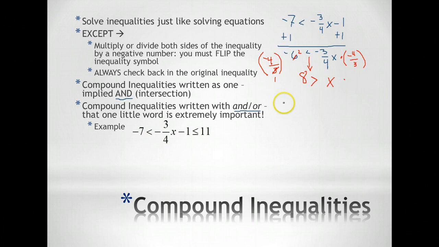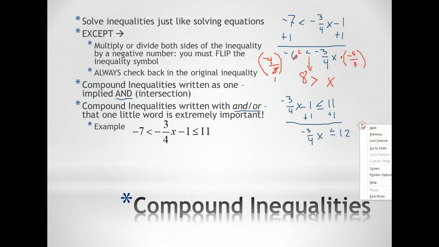So for the second one, I start with the stuff in the center. So I have -3/4 x minus 1, and that's less than or equal to 11. And then I solve that one. So I add 1 to both sides. I get -3/4 x is less than or equal to 12, and then I repeat.